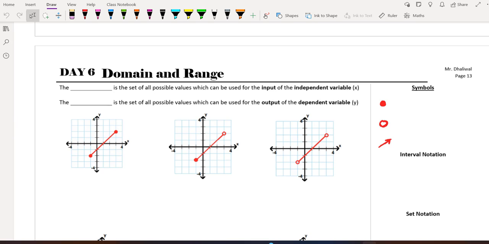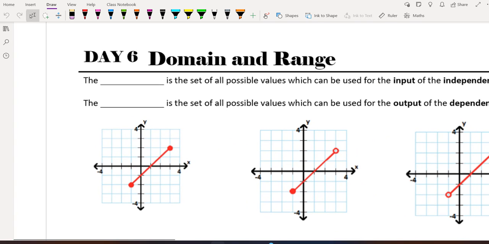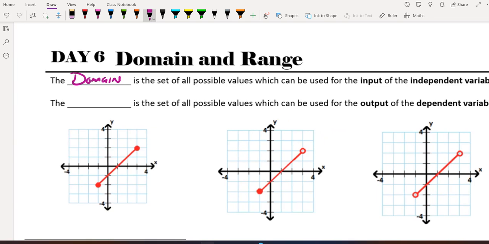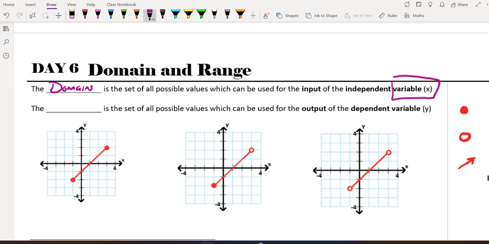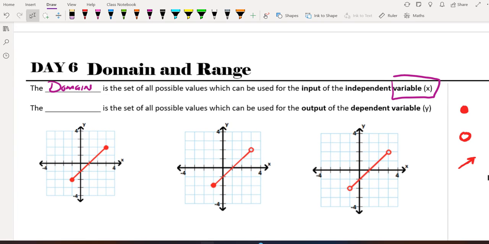Okay. Now, the word domain is referred to the x values. Right? If you start talking about the word domain, it's like the person is talking about the x values. If the word range is being talked about, that is being referred to the y values.